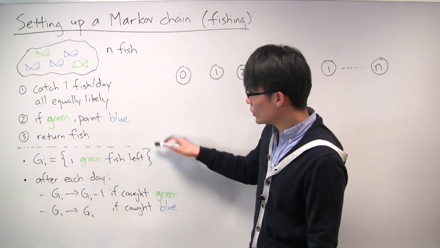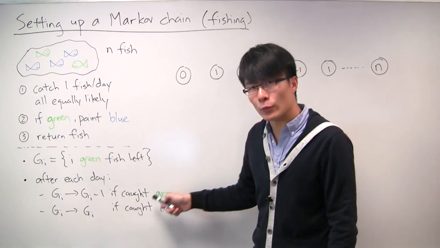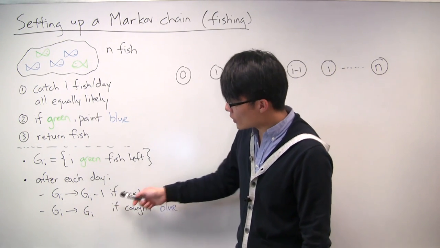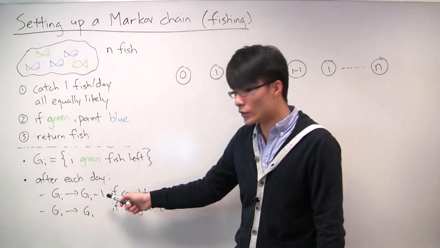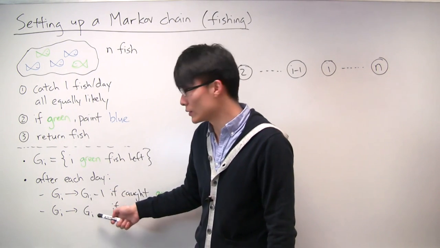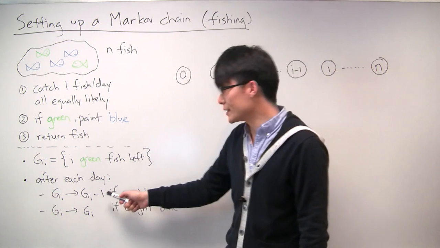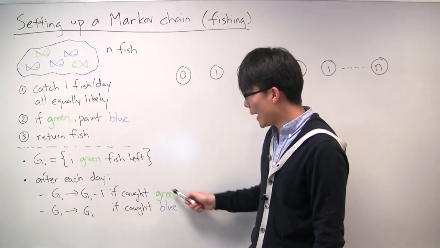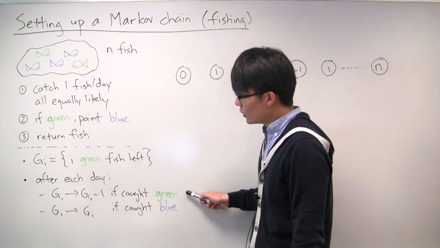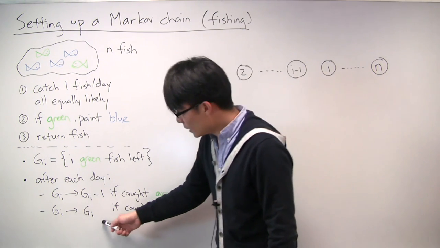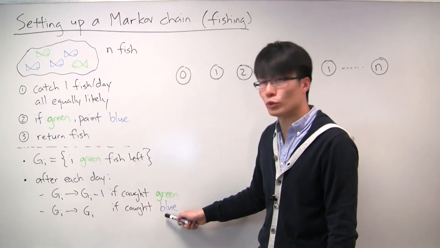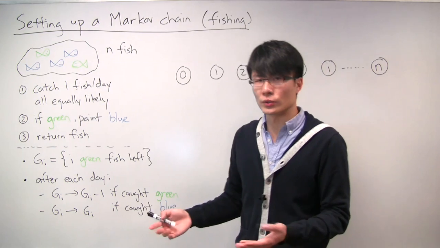So like we alluded to just now, the key dynamic that we need to look at is how does the number of green fish change? And if we look at it, we notice that after each day, the number of green fish can only have two possible transitions. One possible transition is that it goes down by exactly one, which happens if you happen to catch a green fish and paint it blue. So that fish is no longer green, and the number of green fish goes down by one. The other possible transition is that G_i doesn't change because you caught a blue fish that day. So all the green fish are still green.